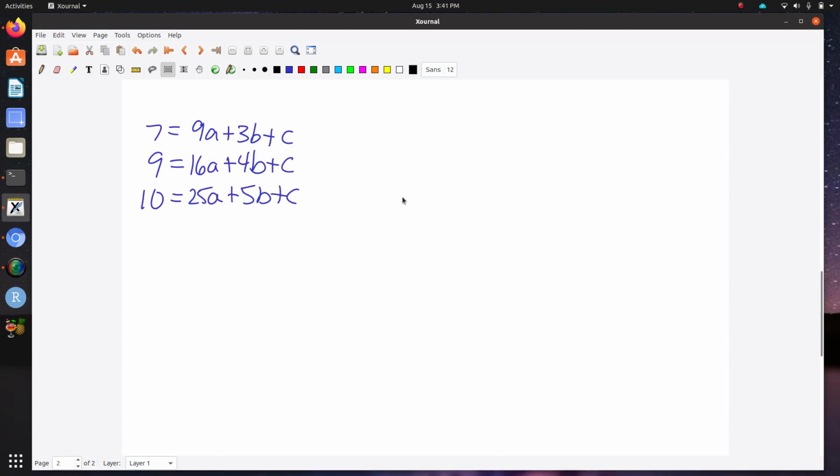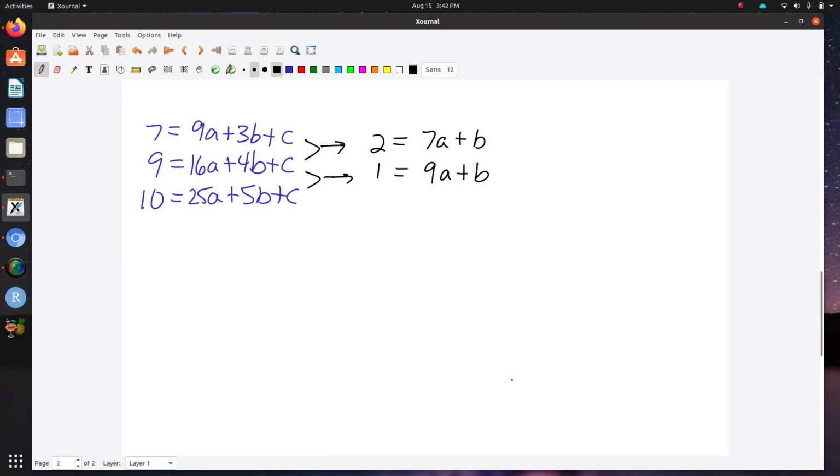So you can subtract things from each other. So I'm going to subtract these two, and I'm going to subtract these two and see what happens. I'll take the small one from the big one because it's easier. So I get 2 equals, what's 16 minus 9? I think it's going to be 7. 4 minus 3 is 1, and the c's drop out. 25 minus 16 should give me 9. Oh wait, I need the 1 first. 1 is equal to 9a plus b.